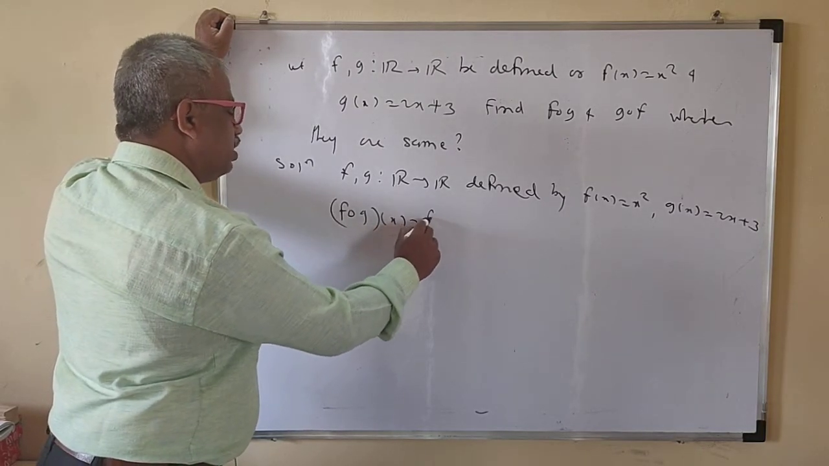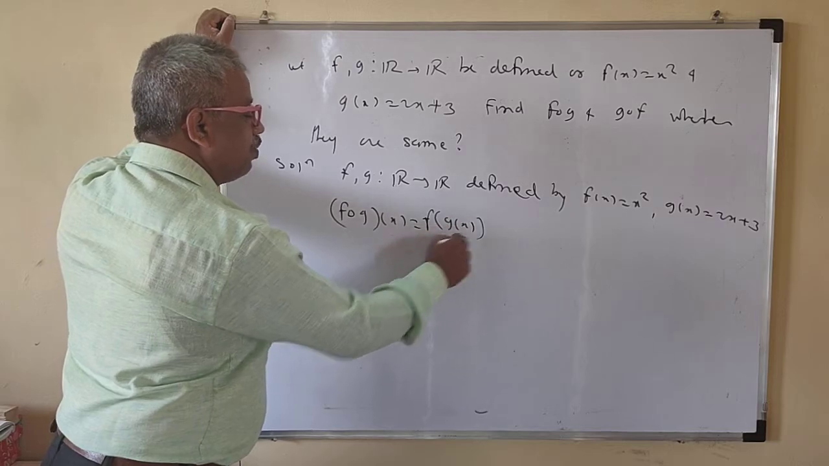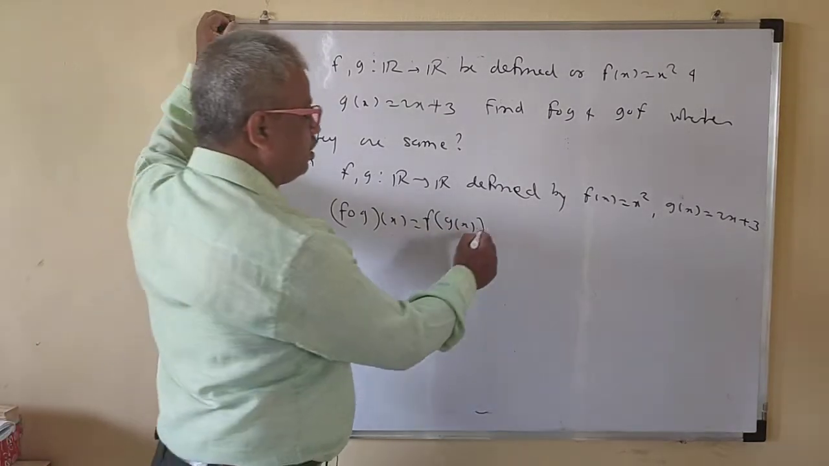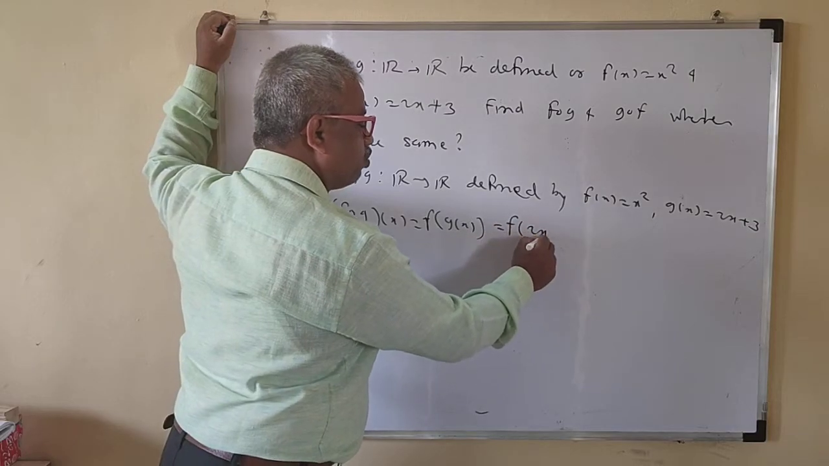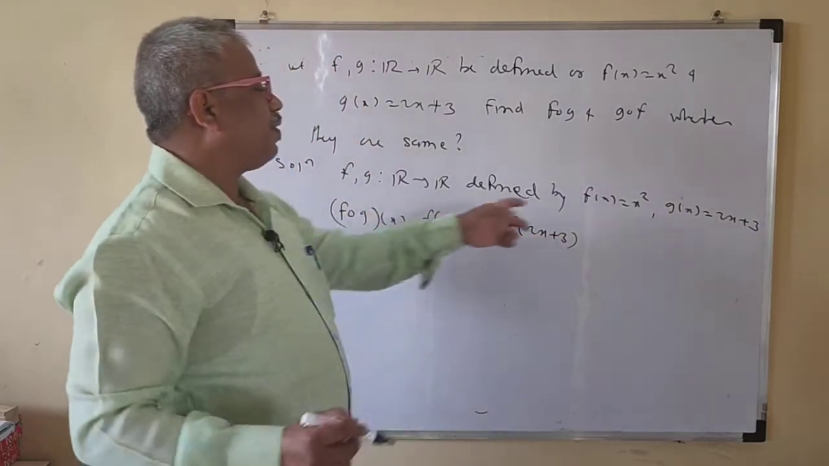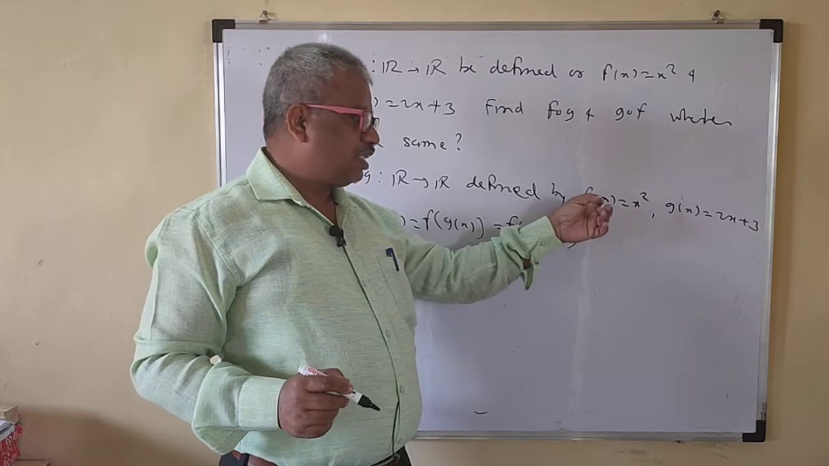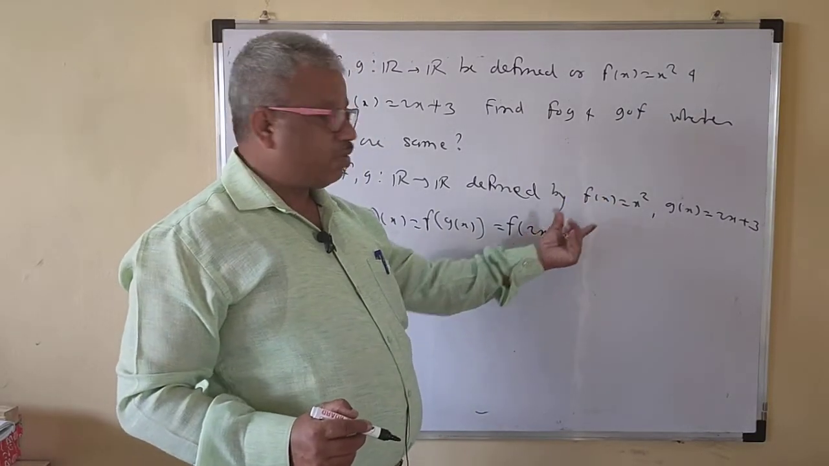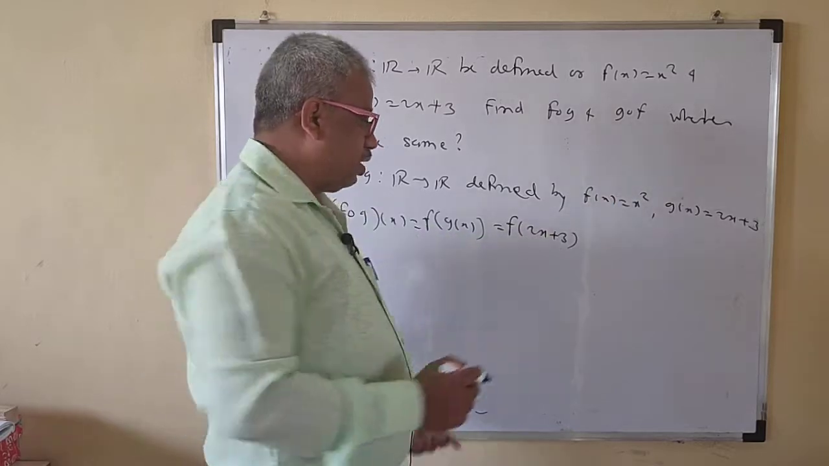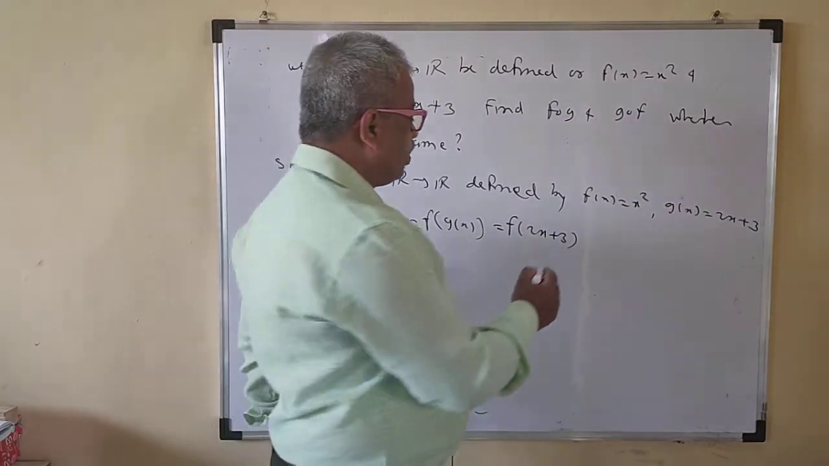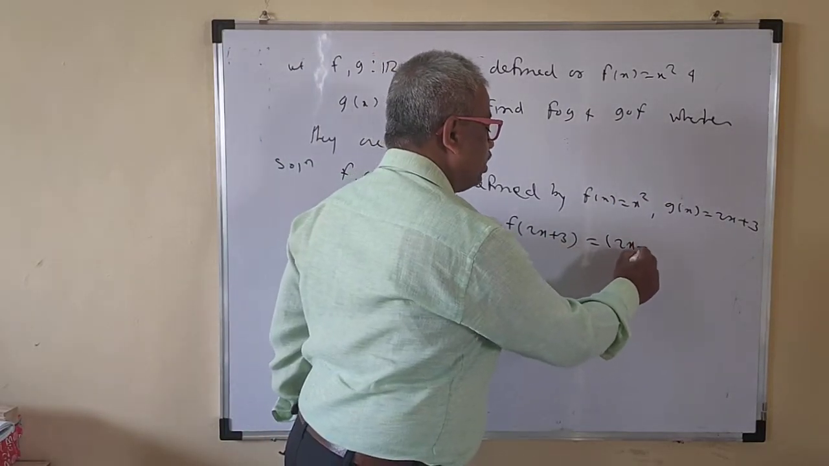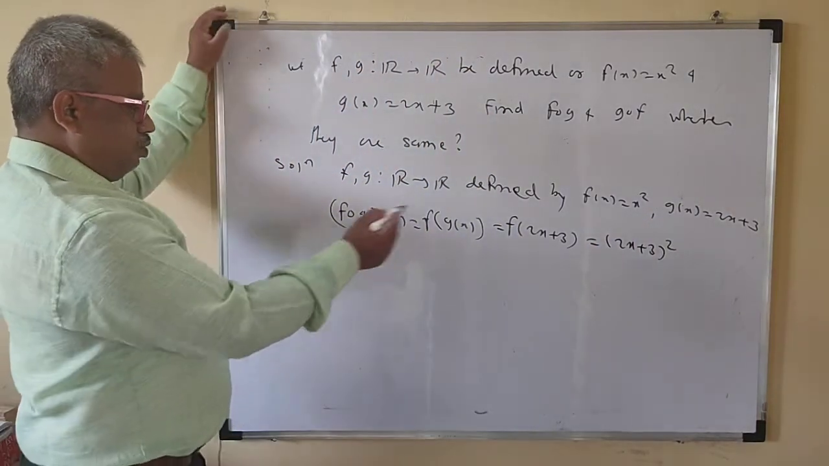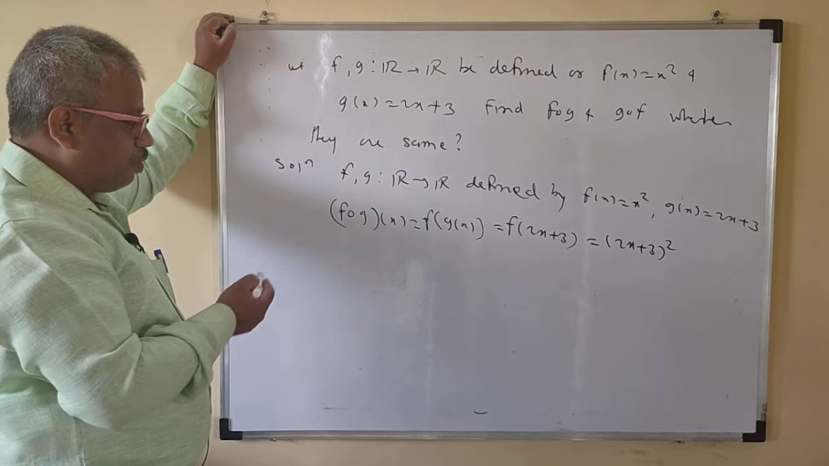So by definition, this is f of g of x. So what is g of x? g of x is twice x plus 3. What is f of x? f of x is x square. That means f of something is something square. So f of twice x plus 3 is the same as, f of something is something square, your something is here twice x plus 3. So we write this as (twice x plus 3) square. No need to expand this. Okay, so we get f compose g.